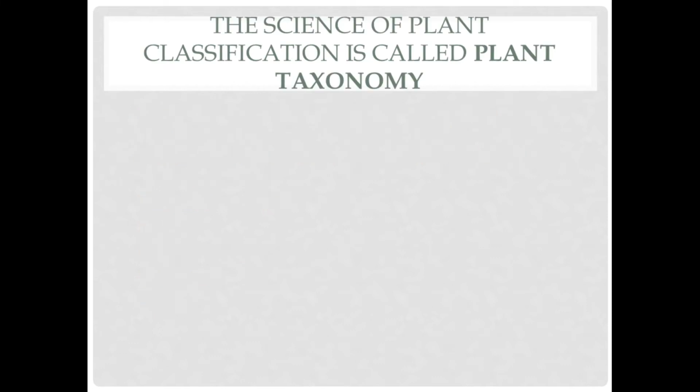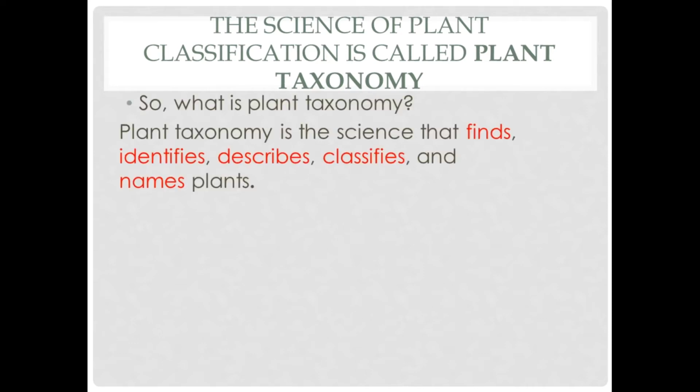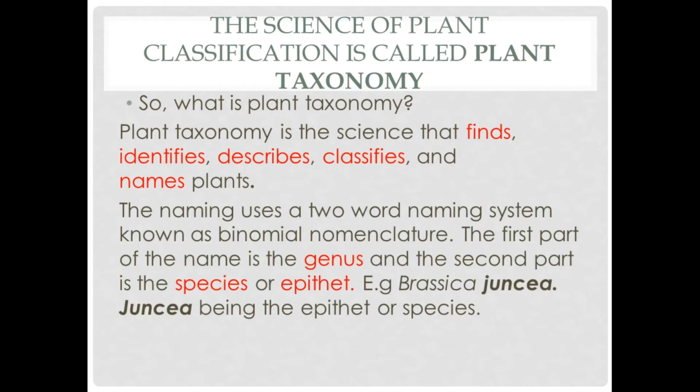And the science of plant classification is what is known as plant taxonomy. Plant taxonomy is the science that finds, identifies, describes, classifies, and also names plants. And when it comes to the naming of plants, the naming uses a two-word naming system known as binomial nomenclature. The first part of the name is the genus, and the second part is the species or the epithet. For example, in Brassica juncea, juncea represents the epithet or the species, and Brassica is the genus.